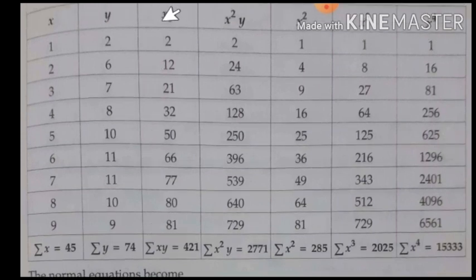So what are the required conditions for the equation? We are finding summation xy, x square y, x square, x cube, x to the power of 4 for each data, then finally we sum it up. Substitute these values in the normal equation.